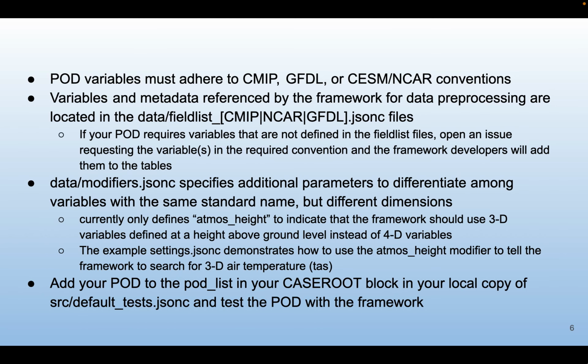The data modifiers JSONC is an additional file that can contain parameters that will help differentiate among variables with the same standard name but different dimensions. So right now we just have an atmos_height parameter to indicate to the framework that it should use 3D variables defined at height above ground instead of 4D variables, or alternately a 3D slice of a 4D field. So most commonly this pertains to atmospheric temperature, where you can say you have the standard name temperature but it's defined at 2 meters or 10 meters, or it can refer to a 3D or 4D field.